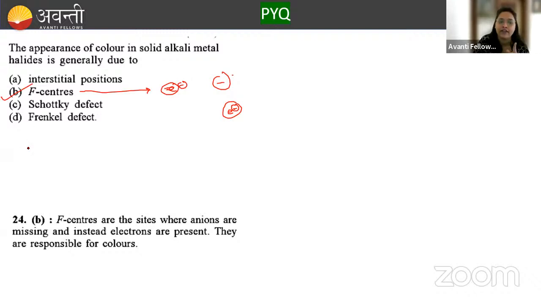स्कॉटकी डिफेक्ट और फ्रैंकल डिफेक्ट की वजह से कलर इंपार्ट नहीं होता, इंटरस्टिशियल पोजीशन में जाने के कारण भी नहीं मिलता है, ठीक है। जब इलेक्ट्रॉन ट्रैप होता है अनायन वैकेंसी में तभी एफ सेंटर फॉर्म होते हैं, और तभी एफ सेंटर अगर कोई भी सॉलिड में फॉर्म हो गए तो वो क्या करते हैं? उस सॉलिड को कलर इंपार्ट करते हैं, ठीक है। F centers are the sites where anions are missing and instead electrons are present in those anion vacancies, and these are responsible for the color of a given solid, right?